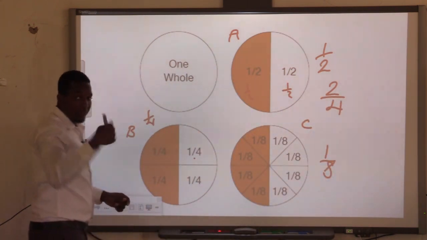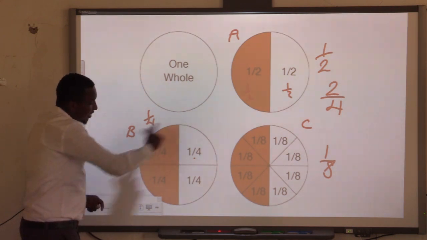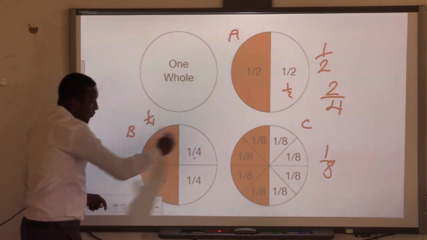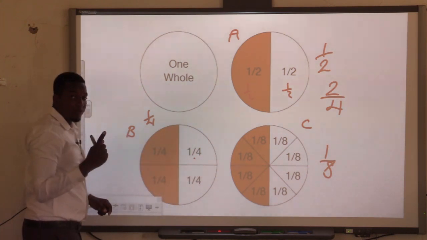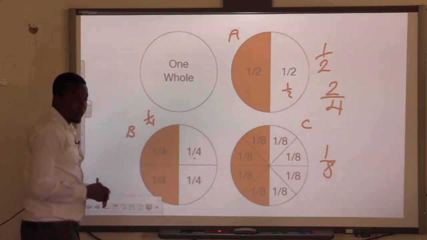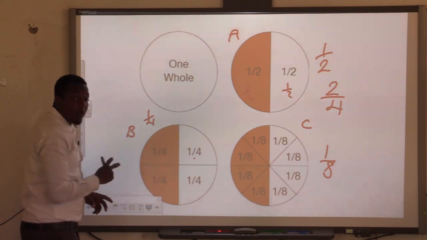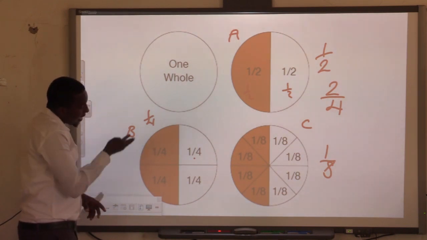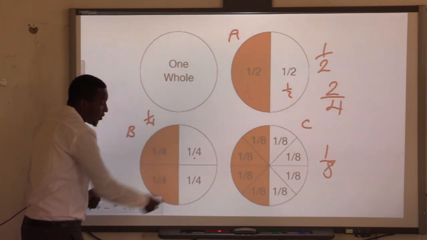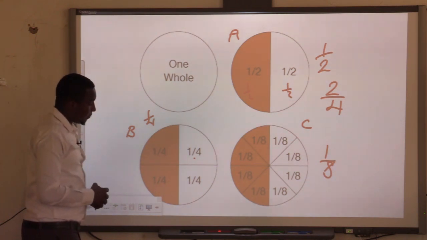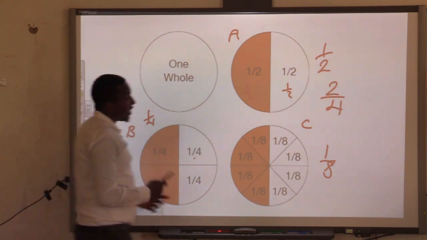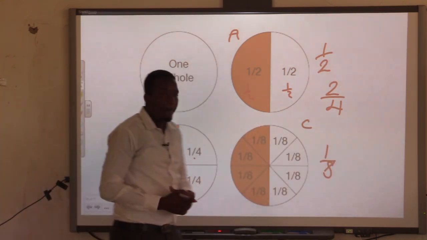I would like to take that again. In circle B, it's divided into 4 equal parts, and each part represents 1/4. So the proportion that is colored orange in the circle, there are 2 parts that are colored orange, and each part is labeled as 1/4. So if you count how many 1/4 in this circle are colored orange, we are going to have 1, 2. There are 2 parts. That is why we write that as 2/4.